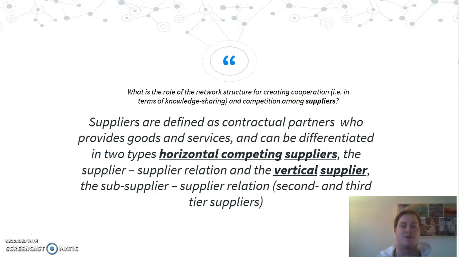Lastly, we have suppliers. So there are 2 types of suppliers. We have horizontal suppliers. Those are, for example, the suppliers of Toyota. They are called supplier-supplier relations. They work together within this network, and there are also vertical suppliers. Those are the suppliers of Toyota and the sub-suppliers. Those sub-suppliers are called third-tier suppliers.